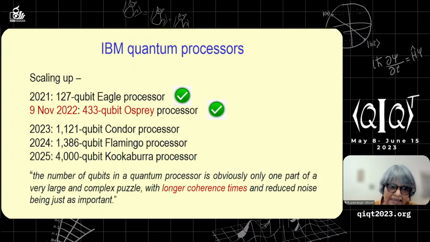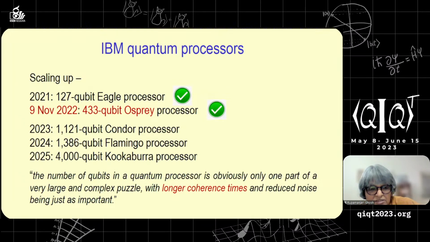IBM has been scaling up. Till 2021, we had the 127 qubit processor. By 9th November, the Eagle processor got beaten by a 433 qubit processor. You must have seen the news. The plan is this year to have a 1,100 qubit processor, next year 1,300, and so on and so forth. By 2025, a 4,000 qubit processor should be there.